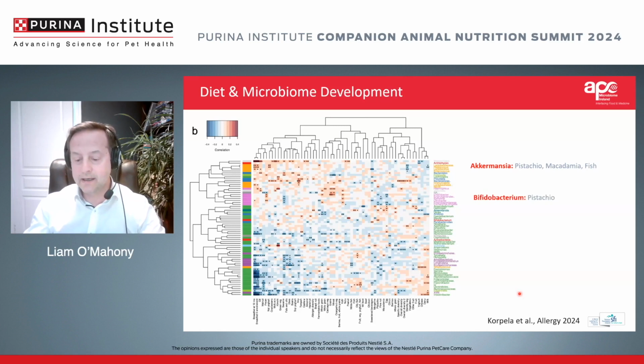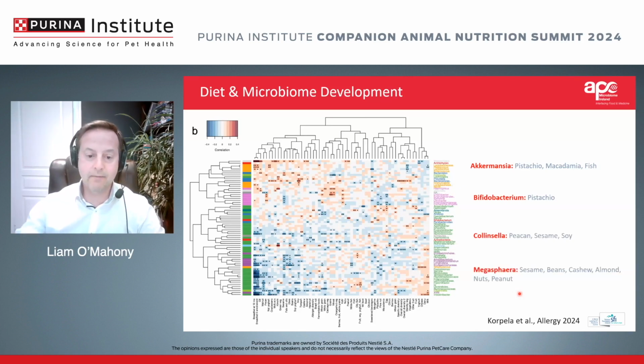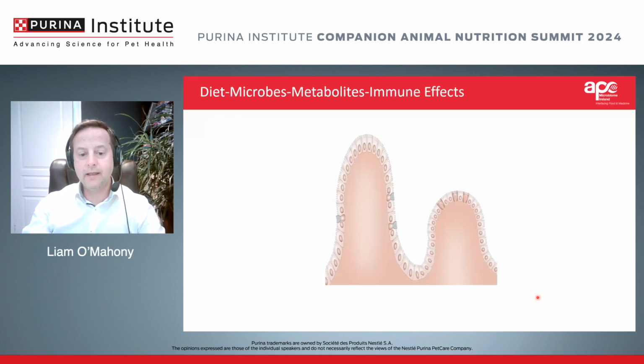Bifidobacterium, and remember, this is the type of microbe that seems to be very protective against AD and food allergy, correlated with consumption of pistachios, Collinsella with pecan, sesame and soy, and Megasphaera with many of these foods. So I think overall what this means is it's not just the environmental exposures, but also on top of that, you have to put on what the kids are eating that will support the growth of specific microbes as they're being acquired. And we think that perhaps, overall, the most important effects can be mediated on the immune system via this interaction between foods and microbes.